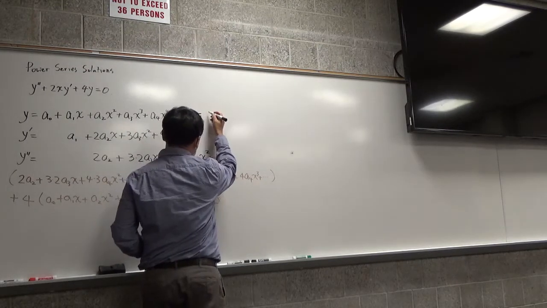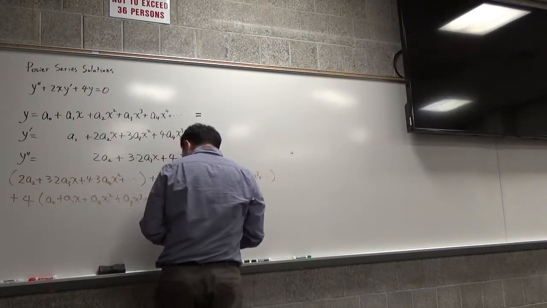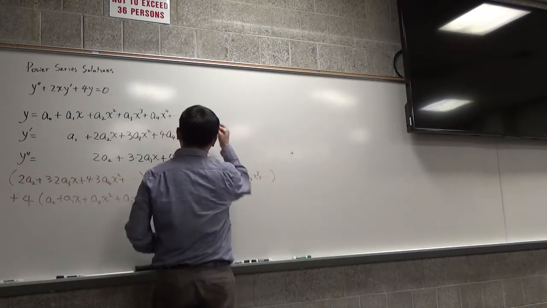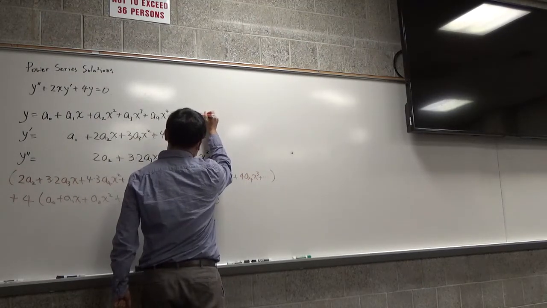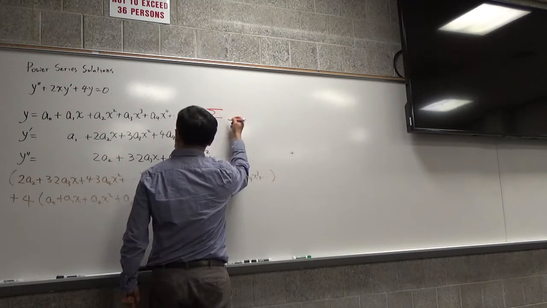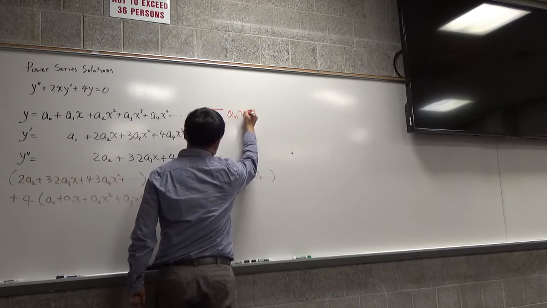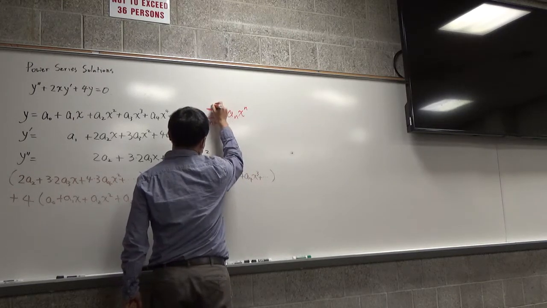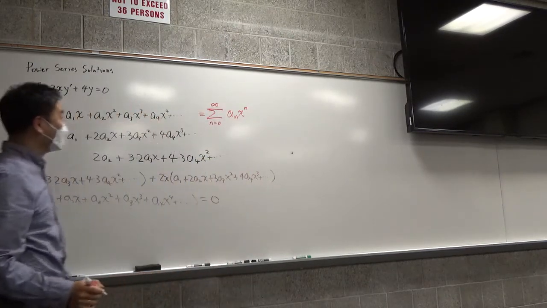Yeah, you use what's called the sigma notation, summation notation with subscripts. Okay? So you can rewrite this as the sum of a_n x to the n, going from 0 through infinity. Just like that.